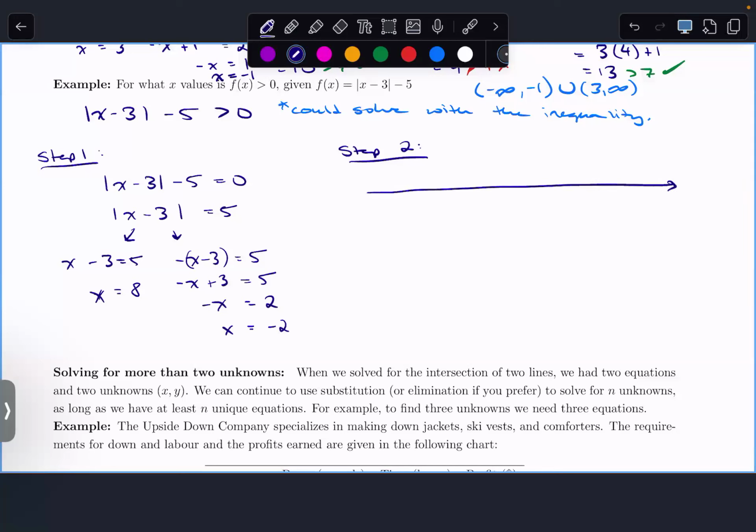Step 2. I plop down -2 and 8. Pick convenient test points. Let's go for -4, 0. And I like them to not be equidistant. Let's do, well, now I'm drawing a blank.